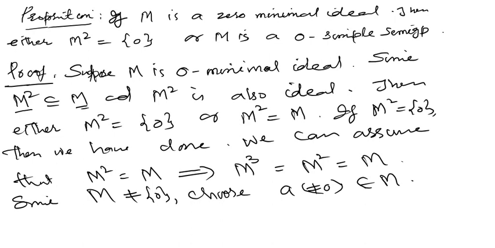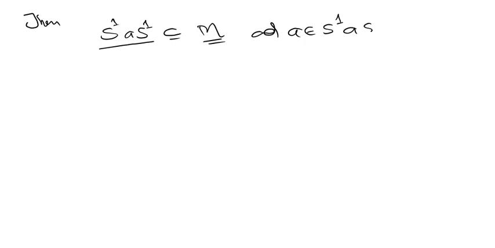Then S1 is obviously a subset of M, because M is an ideal containing a and S1 is the minimal ideal containing a, so this must be a subset of it. And this a is there. Okay, a belongs to S1, so that means S1 is a non-zero ideal contained in M. Therefore S1 must be equal to M, because M is a minimal non-zero ideal.